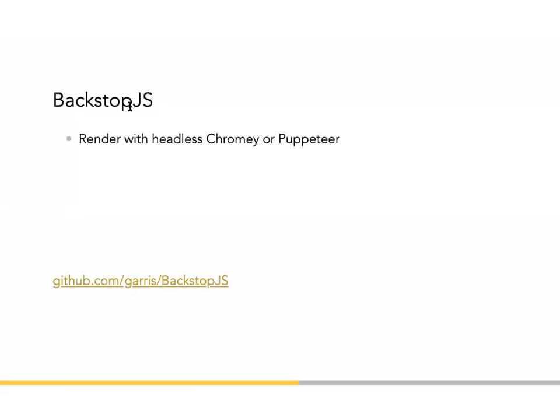So with BackstopJS, you can render your browser using a number of different headless options. Chromium and Puppeteer are just two of the options. You can actually simulate user interactions. So if you want someone to click through a menu or click through something before it takes that screenshot, you can have it do that for you.